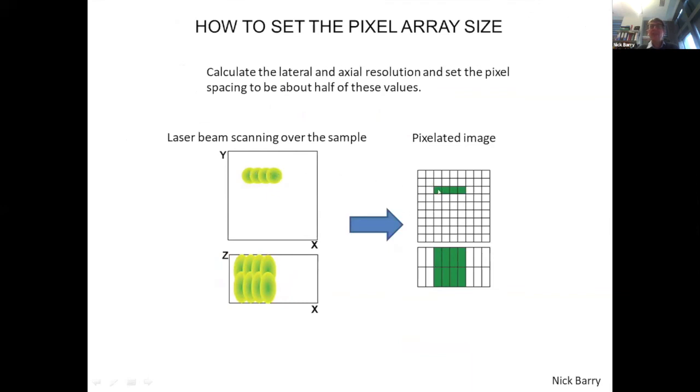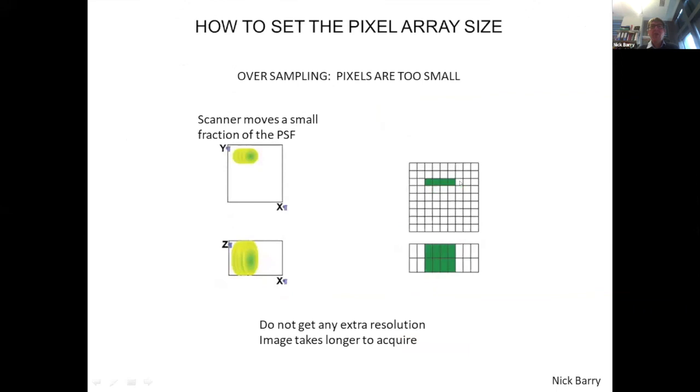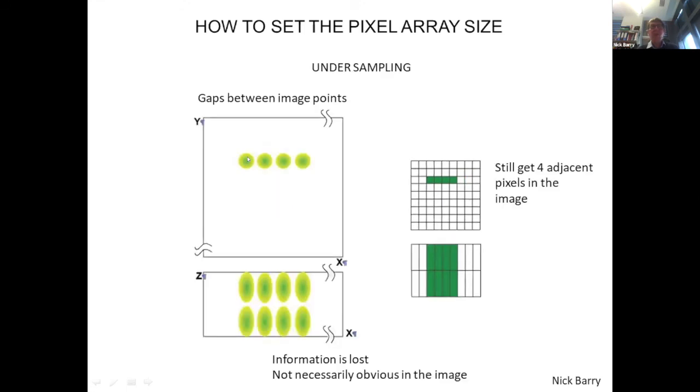In the pixelated images, they're just pixels, all plotted one next to each other. You don't get any sense of this overlap. If it's too small, you don't get any extra resolution, it just takes longer. If there's a gap, this is particularly bad because you've missed information in these gaps. Again, you don't see that in the pixelated image that you're getting on the screen. So this is a bad system. This is known as undersampling.